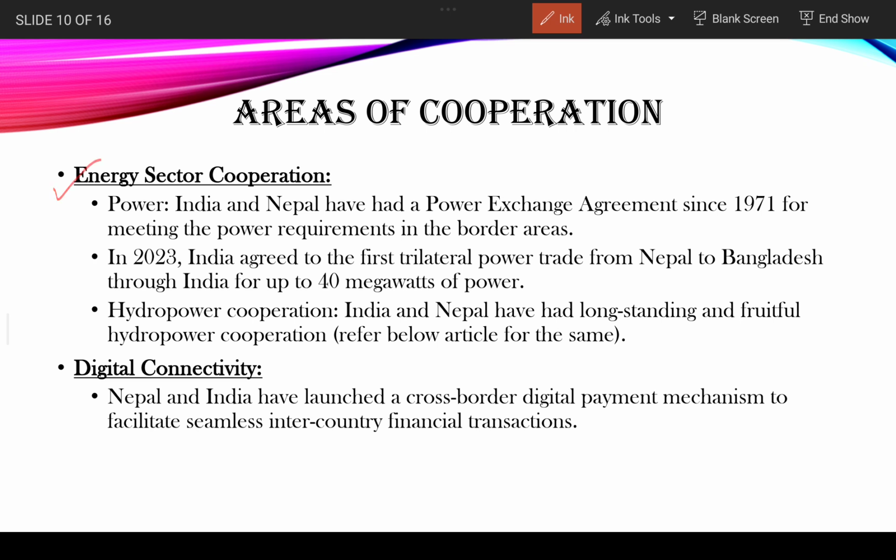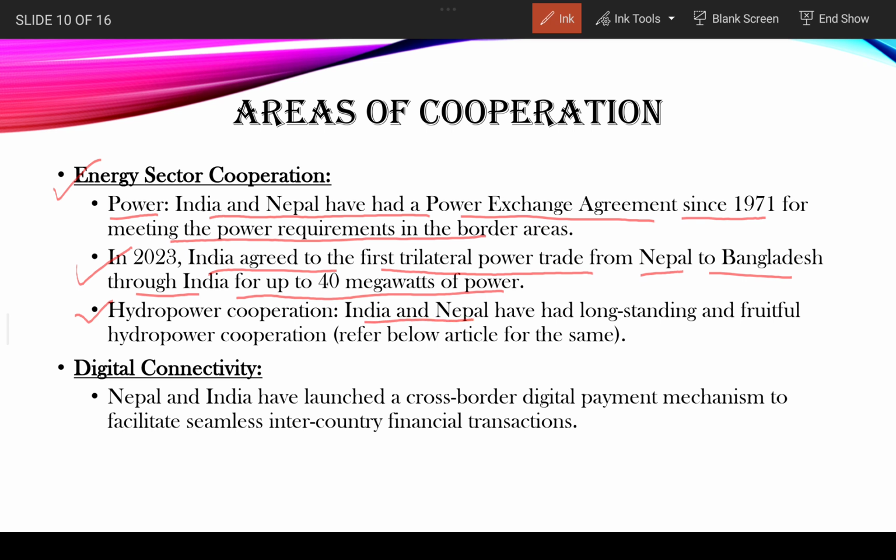When it comes to the energy sector, first is power. India and Nepal have had a power exchange agreement since the year 1971 for meeting the power requirements in the border areas. In 2023, India agreed to the first trilateral power trade from Nepal to Bangladesh through India for up to 40 megawatts of power.